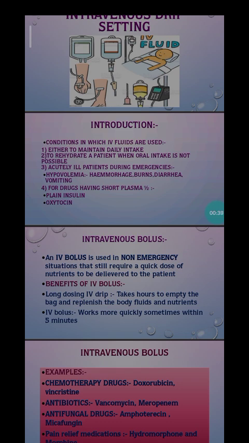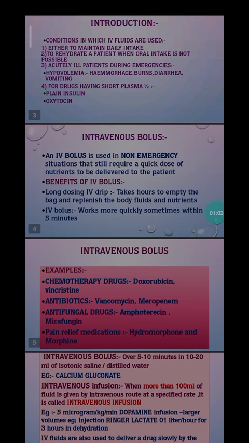Now, what is intravenous bolus and where is it used? An IV bolus is used in non-emergency situations that still require a quick dose of nutrients to be delivered to the patient. What are the benefits of IV bolus? Number 1, as compared to the IV drip, which is long dosing, that is, it takes hours to empty the bag and replenish the body fluids and nutrients, that is not the case with IV bolus. It works more quickly, sometimes within 5 minutes only.